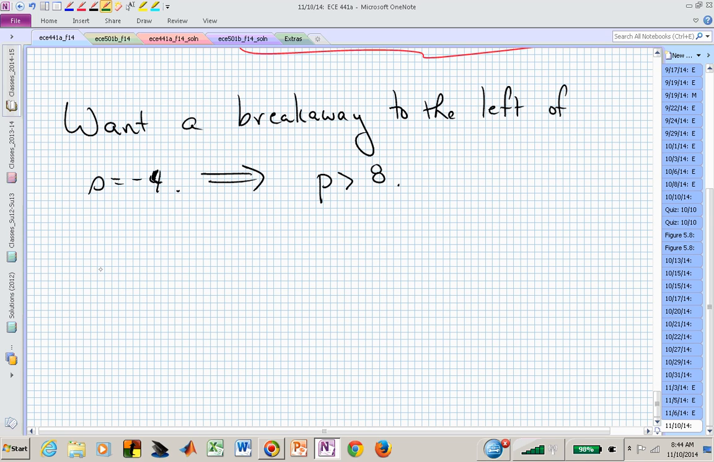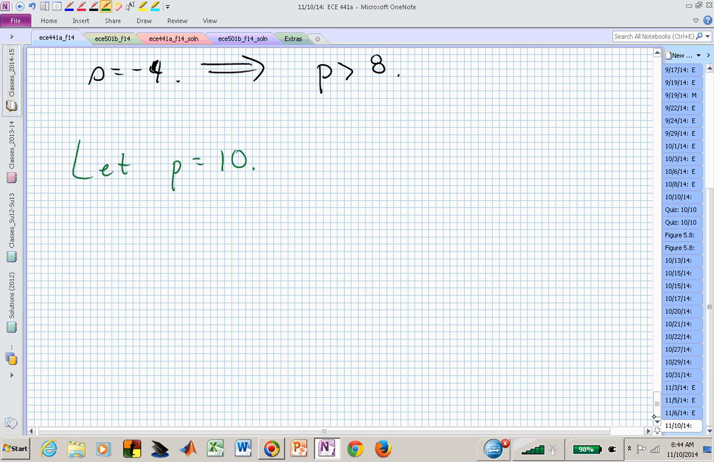Now, we're doing this on the back of an envelope. We're trying to do this over a cup of coffee. Let's just pick a nice number. P equals 10 is to the left of 8, isn't it? Or bigger than 8. So what's my controller look like?